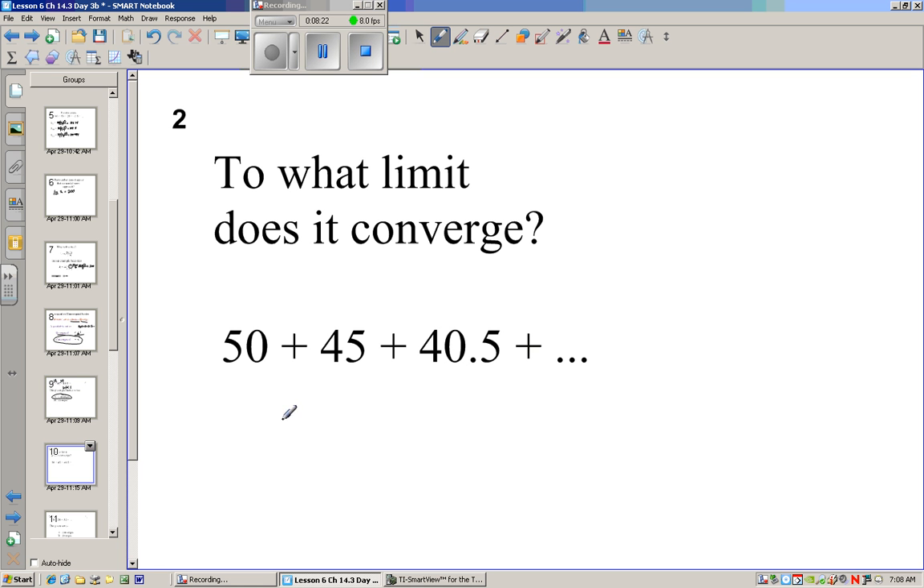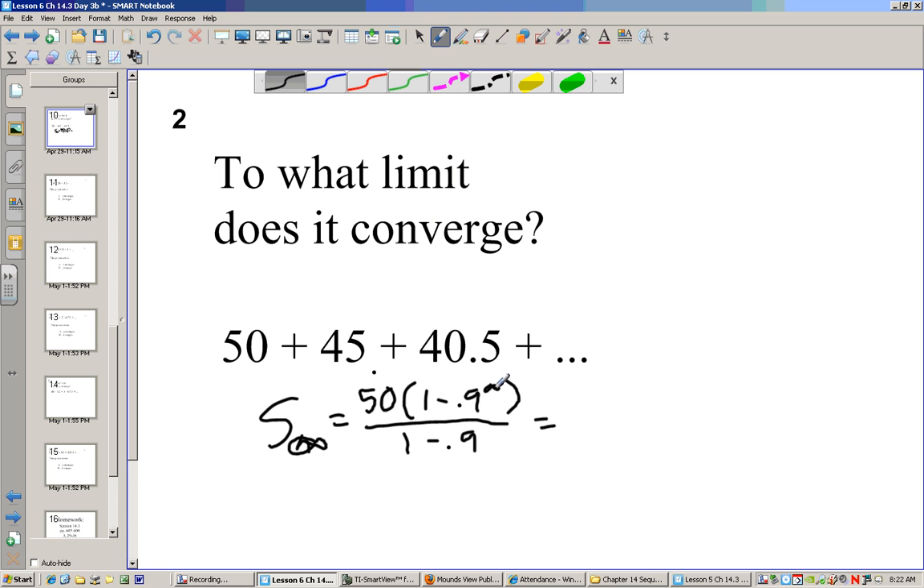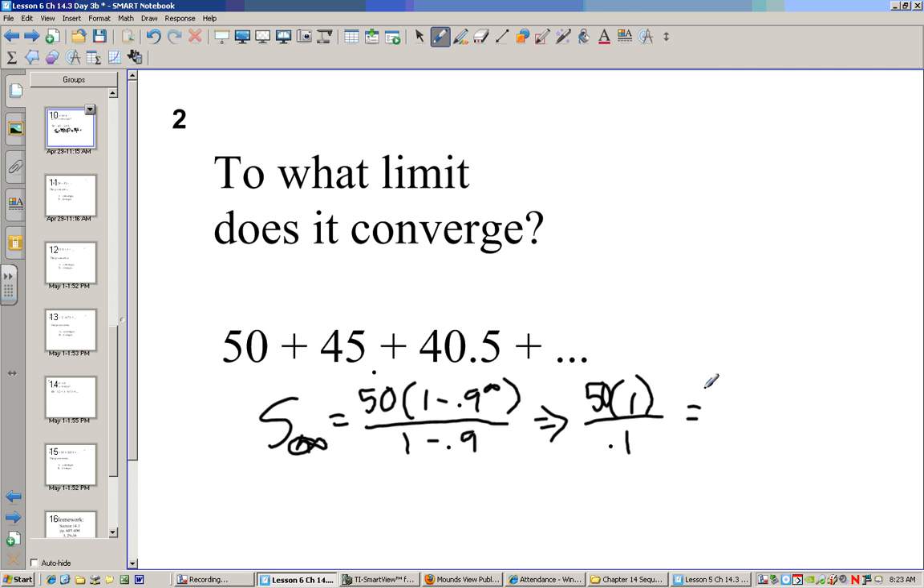Now, to what limit does this converge? Well, let's do our s of n. This is almost like an s sub infinity, because as this goes closer and closer to infinity, what happens? Our first term is 50 times 1 minus my r, which is 0.9, to the infinity power, all over 1 minus 0.9. If I take 0.9 to the infinity, that gets closer and closer to 0. So this goes to 50 times 1 minus 0, times 1, all divided by 0.1.